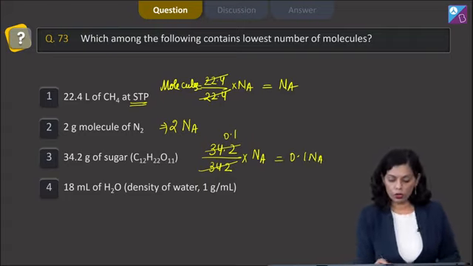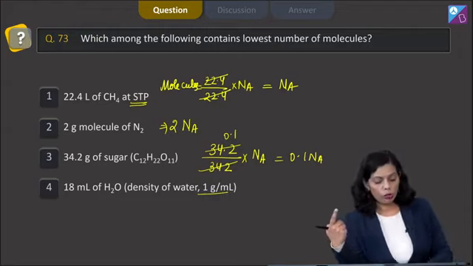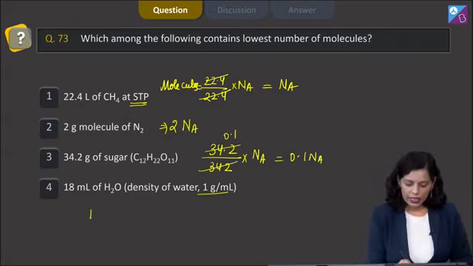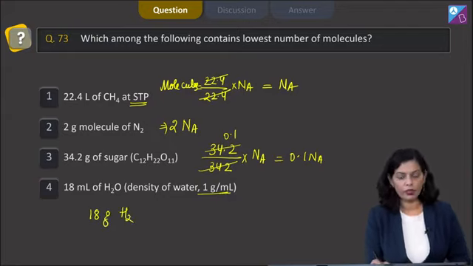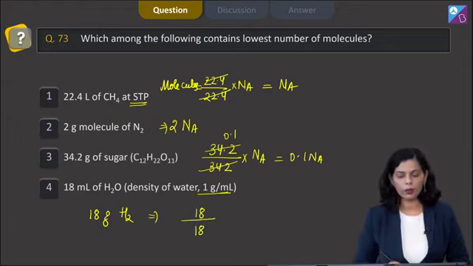The density of water is also mentioned. Density is mass per unit volume. So, volume is 18 ml is given. Right? So with the help of that, you can find out the mass. That would come out to be 18 gram mass because density is given, right? So moles of the water would be given mass by the molar mass of water, right? And how many molecules would be?